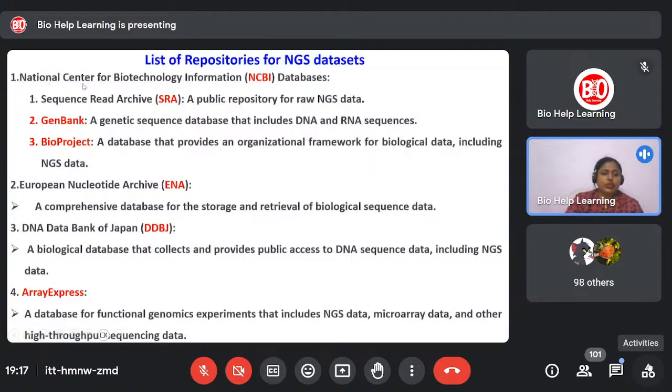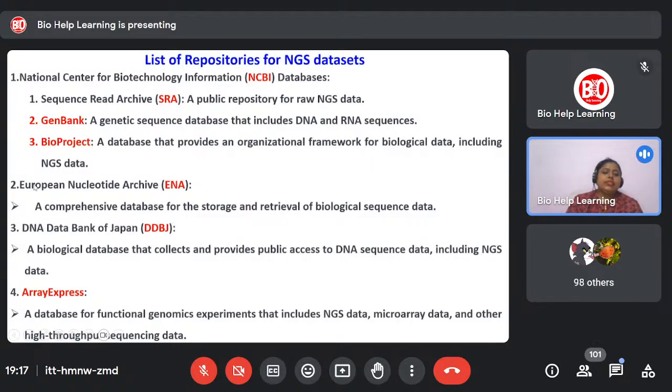The first one is the master one, known as NCBI, the National Center for Biotechnology Information database. Inside this, there are three subclasses of database. The first is the Sequence Read Archive (SRA), a public repository for raw NGS data. Then GenBank, which can contain both DNA and RNA NGS sequence data. The third is BioProject, also part of NCBI, which contains biological information, including NGS. It means you have NGS data with its particular biological information and description also.